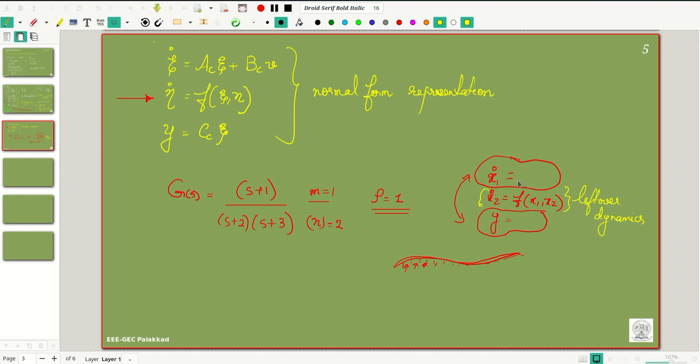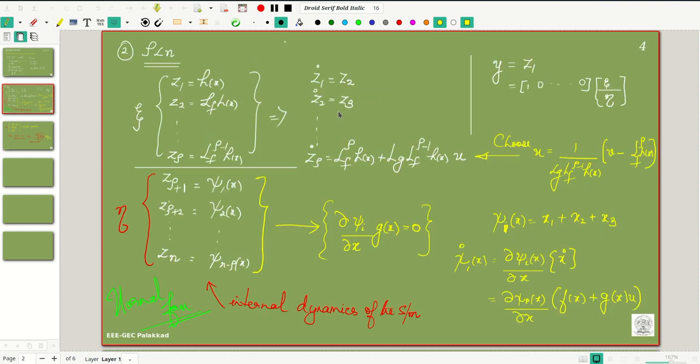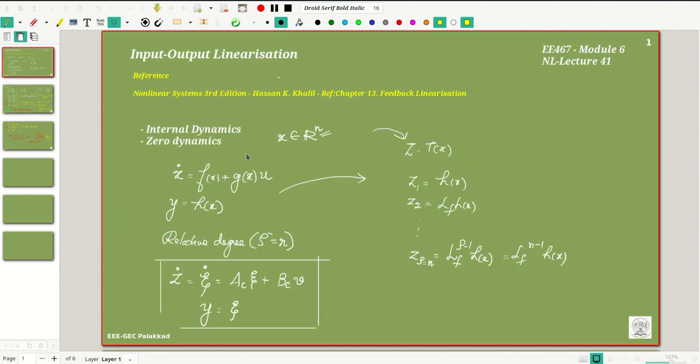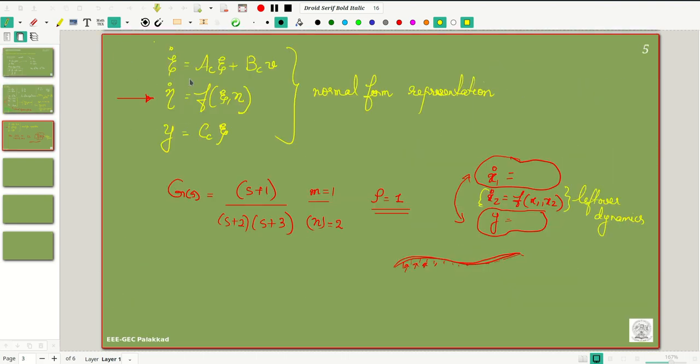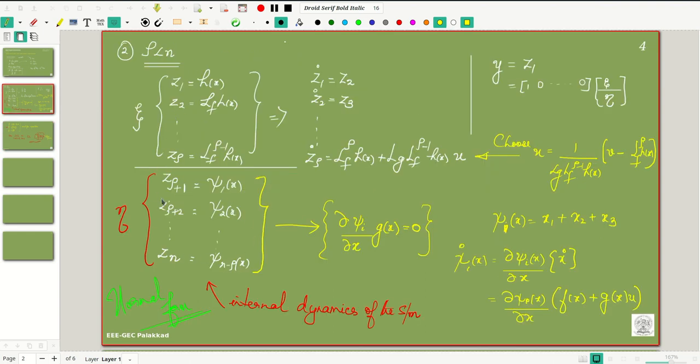So whenever we try to do an input-output linearization for systems with relative degree less than the order of the system, what we have to think about is the internal dynamics of the system, or whatever is left over, the leftover dynamics of the system. So here we know, we can study the dynamics of the system.